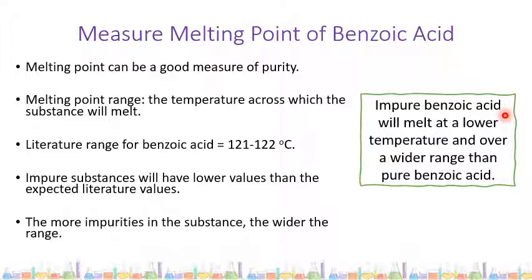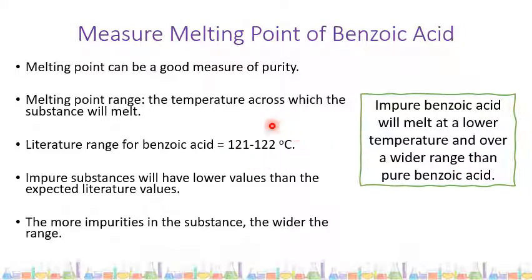If the substance is impure, it will have a lower value than expected. And also, the more impurities in the substance, the wider the range would be. So this is a very accurate range, 121 to 122. Anything that we make in school will have a lower value and also a slightly wider range. We might see it from 115 to 118 or 19. The key point here is that impure benzoic acid will melt at a lower temperature and over a wider range than if it was pure.